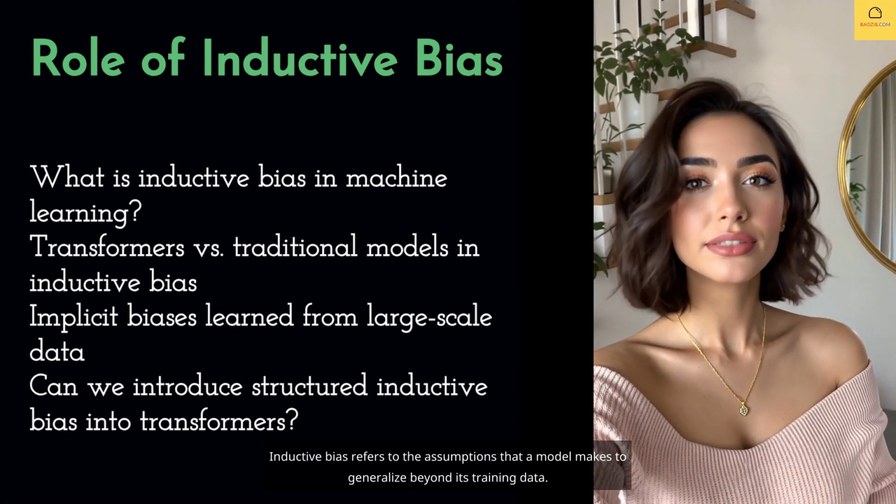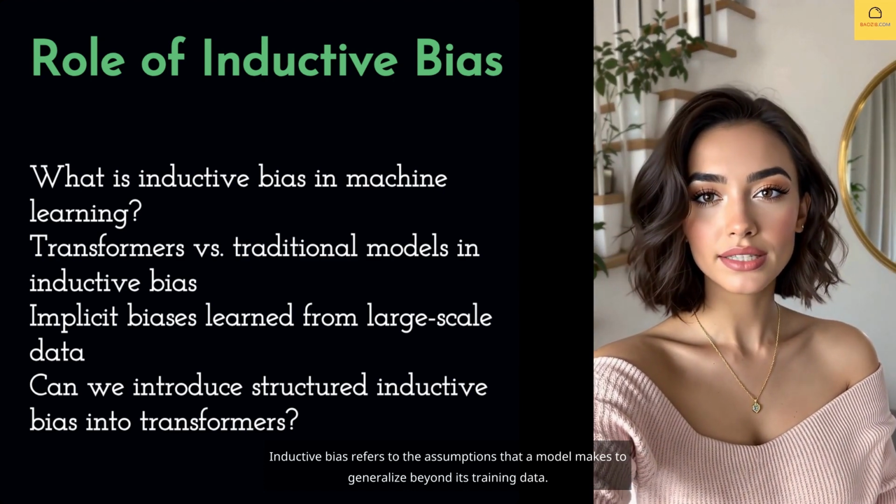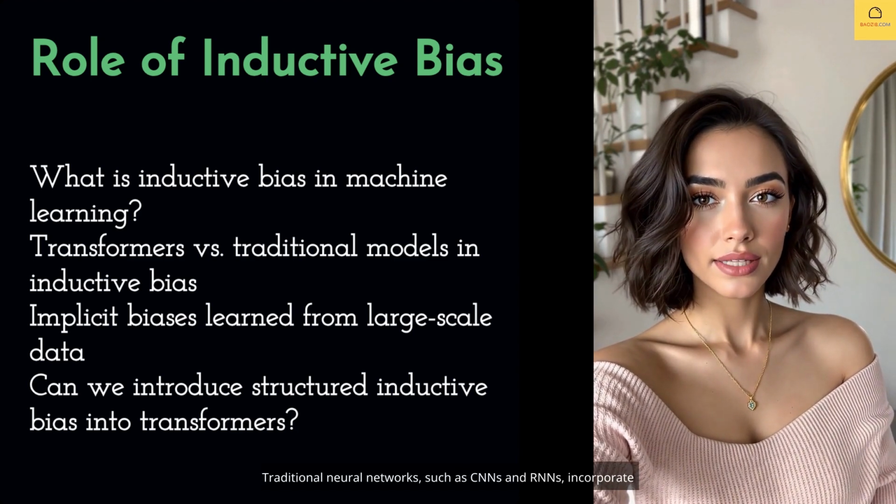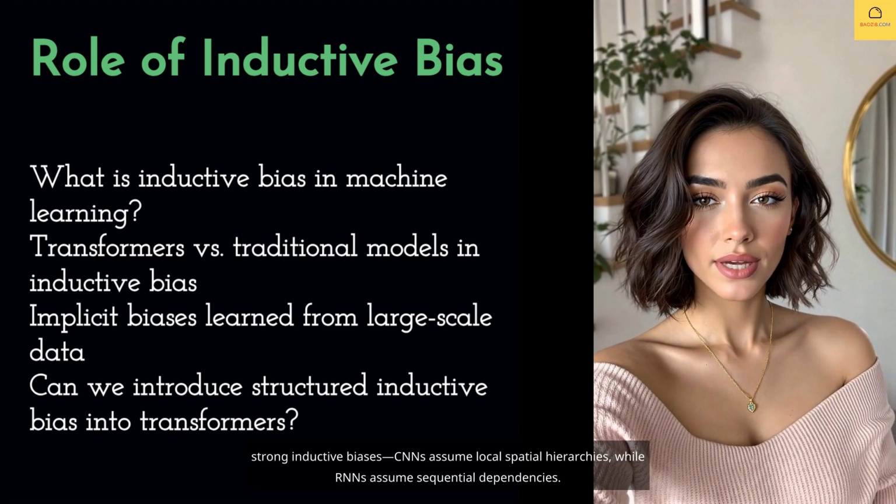Inductive bias refers to the assumptions that a model makes to generalize beyond its training data. Traditional neural networks, such as CNNs and RNNs, incorporate strong inductive biases.